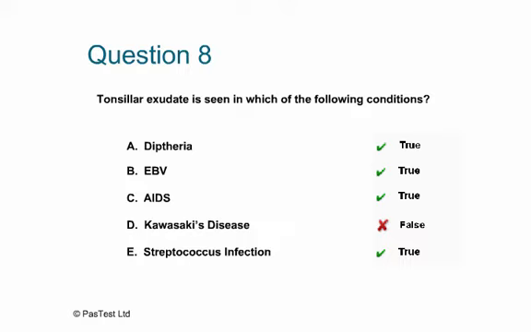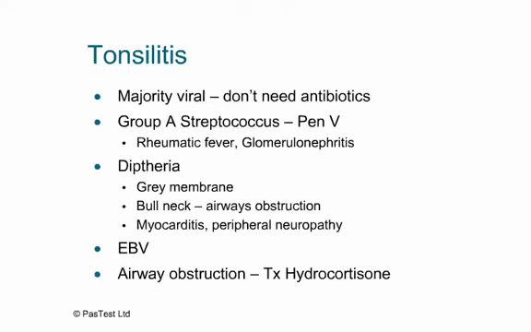Kawasaki's disease classically presents with non-purulent symptoms, so the conjunctivitis is non-purulent, and the mucositis and the tonsillitis will be non-purulent. Tonsillitis is a very common clinical presentation in paediatrics and does seem to come up fairly regularly in multiple choice questions. The majority of tonsillitis are viral and therefore do not require antibiotics. Of bacterial infections, almost all will be group A Streptococcus, which can be treated with penicillin V, with guidelines varying between a 7-day course and longer.